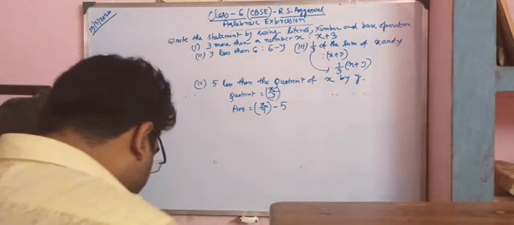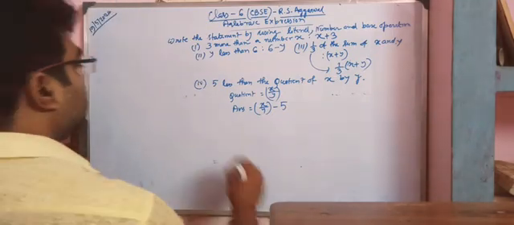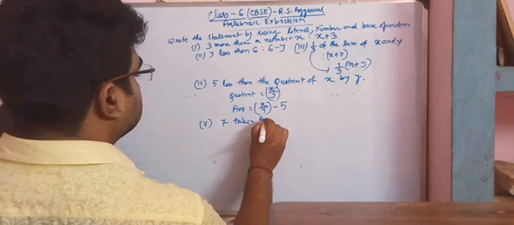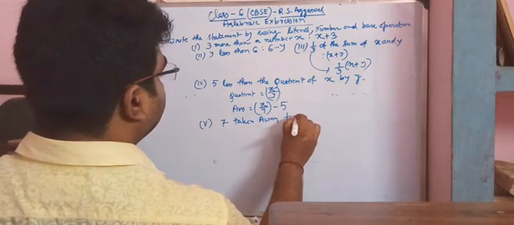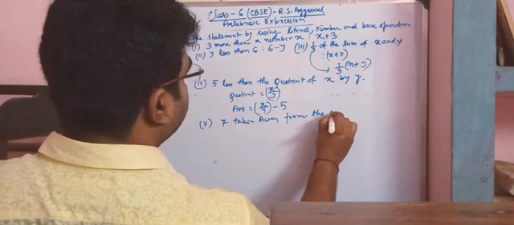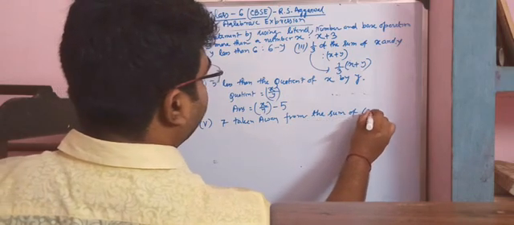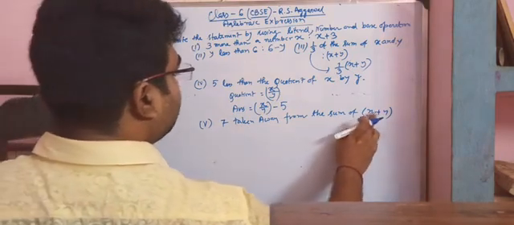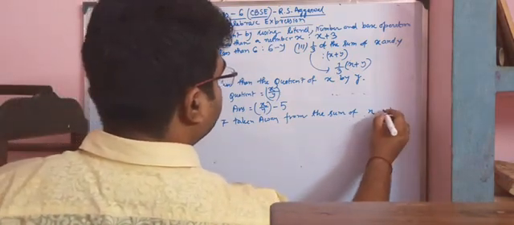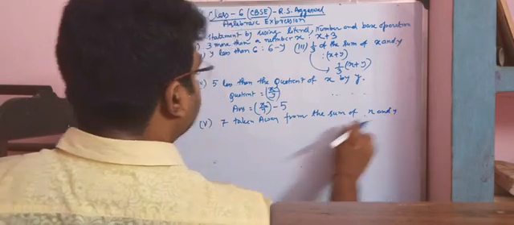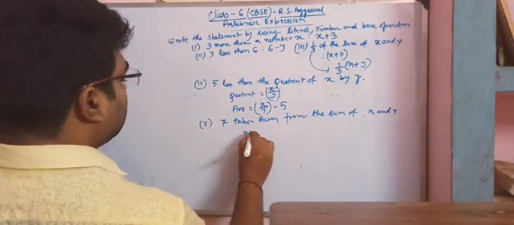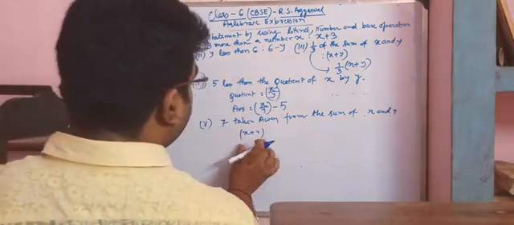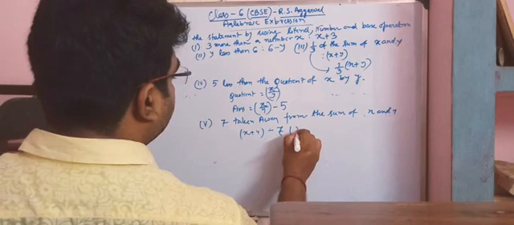Next, 7 taken away from the sum of x plus y. If 7 is taken away, the sum of x and y is x plus y. Now 7 taken away means we have to subtract this 7 from x plus y. So that will be my answer.